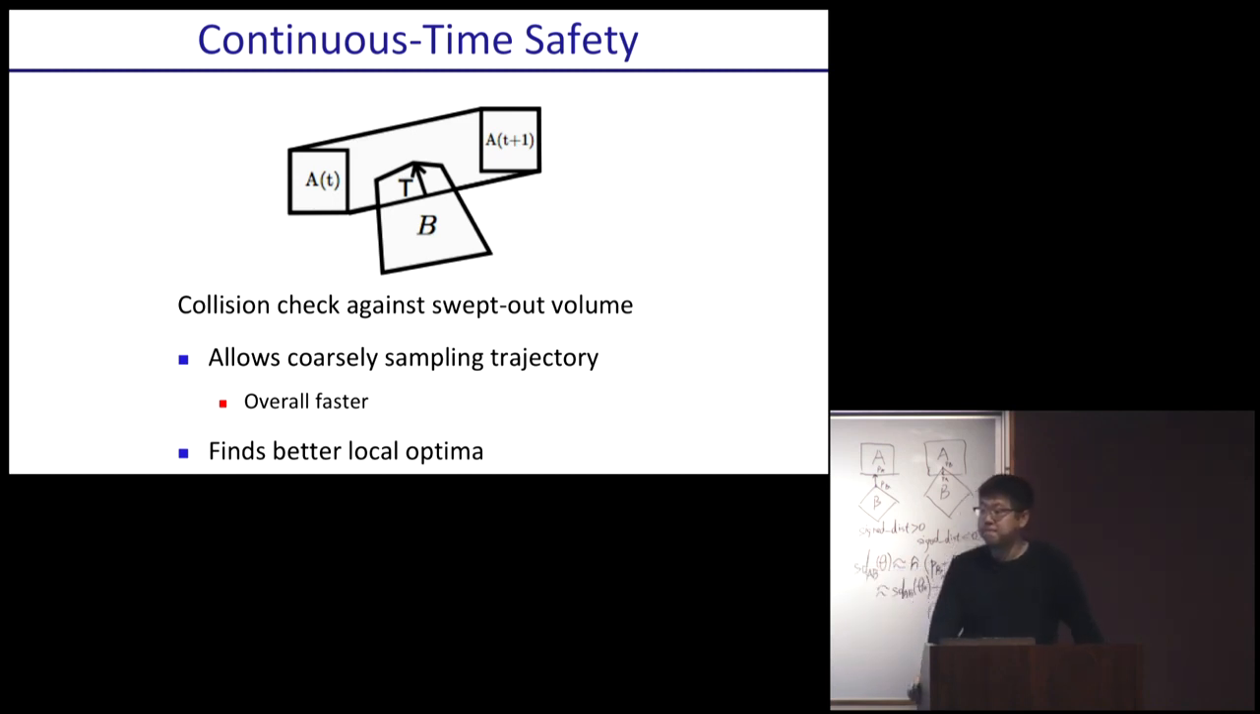What do you mean by allows coarsely sampling the trajectory? Coarsely sampling the trajectory means you can check the swept-out volume from AT to AT plus 5, maybe, if it's just some linear motion. So instead of checking AT and AT plus 1, AT plus 1 and AT plus 2, step by step, you can just roughly estimate from AT to AT plus 5. Although it's not exactly the same volume, it's similar, and if it's linear, then it's the same. So it's much faster, yes.